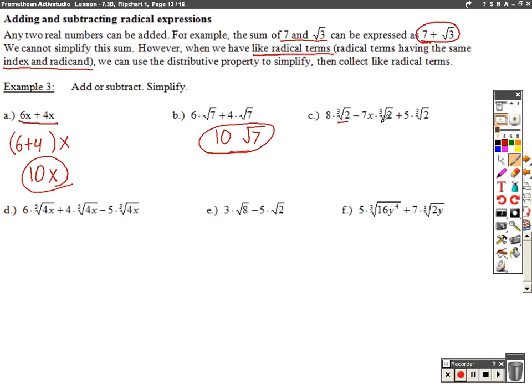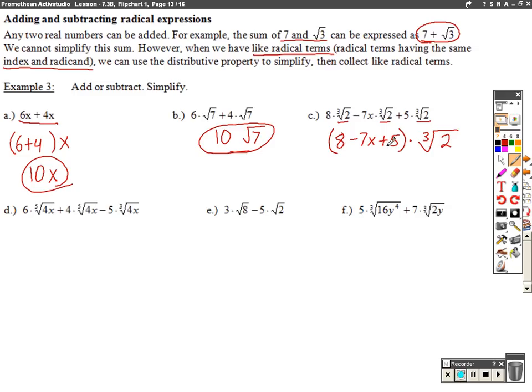Letter C, we have 3 radicals. They are like radicals because they all have the same index of 3 and the same radicand of 2. So factor out that 2, or the cube root of 2. You're left with 8 minus 7x plus 5. Keep that in parentheses because if you didn't, then this multiplication would be done first. And we don't want that. We need all of these coefficients to be added and subtracted first. So you need to use the parentheses here.